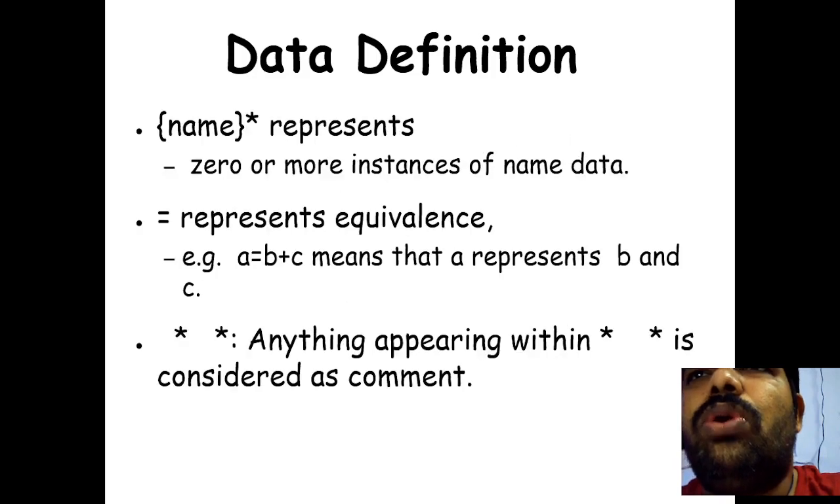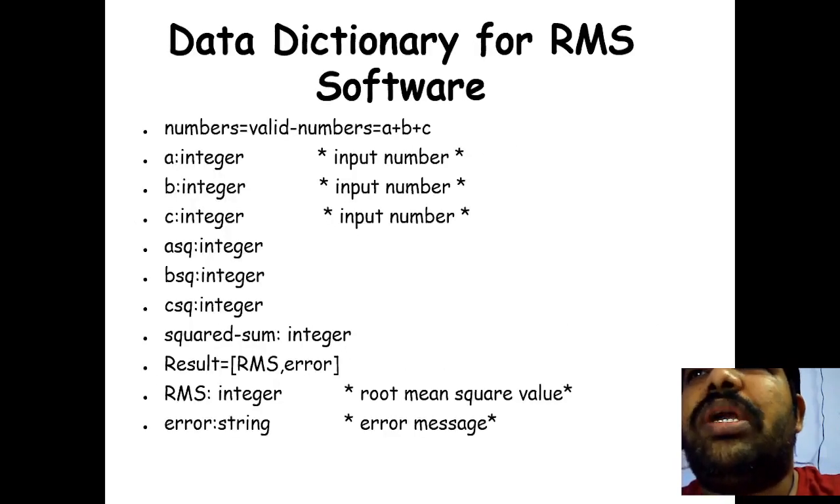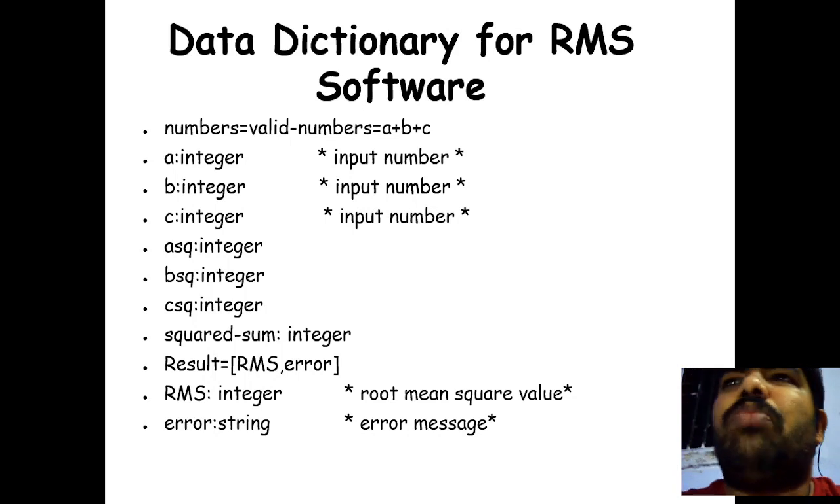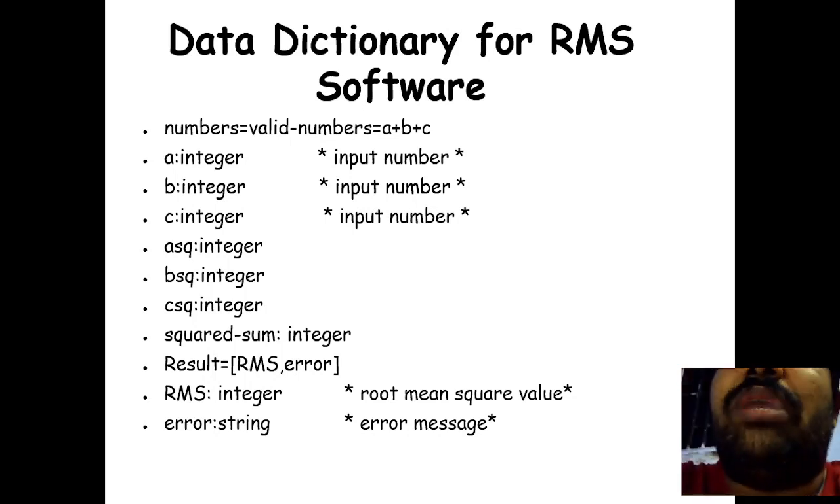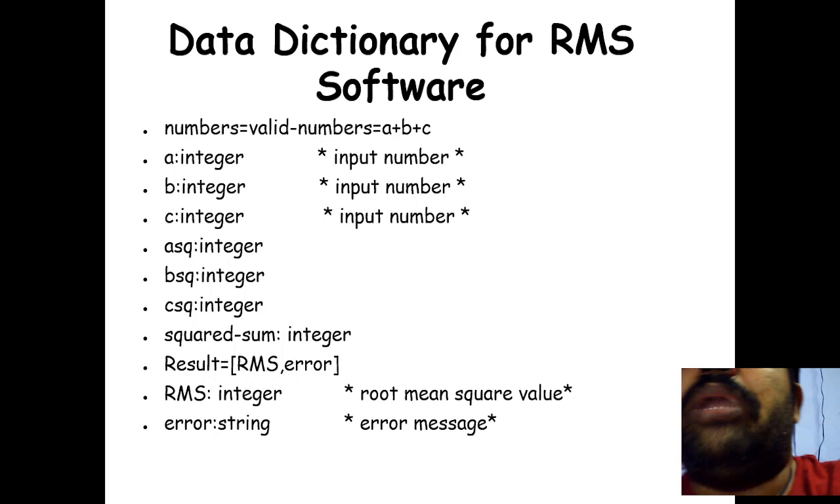Now how we use this data dictionary: suppose, for example, take a Realme software. This is all the data we need to maintain. We need to maintain numbers. So how do we maintain valid numbers? Valid numbers equals a plus b plus c, where a is a variable of integer type, input number, b is a variable, c is a variable. So this is one data dictionary. Like this we maintain several data dictionaries.